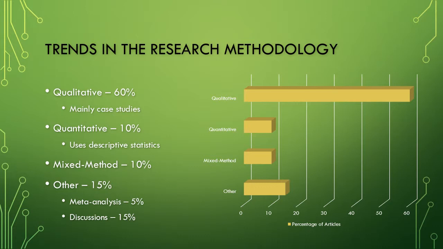10% of these studies were quantitative, using descriptive statistics to talk about learners' performances in classrooms. Another 10% were mixed methods, where statistic analyses were done of self-report, survey data, and other types of qualitative data. 15% of the articles that I looked at fell into a different category, including a meta-analysis and other discussions of the implementations of MALL in classrooms.